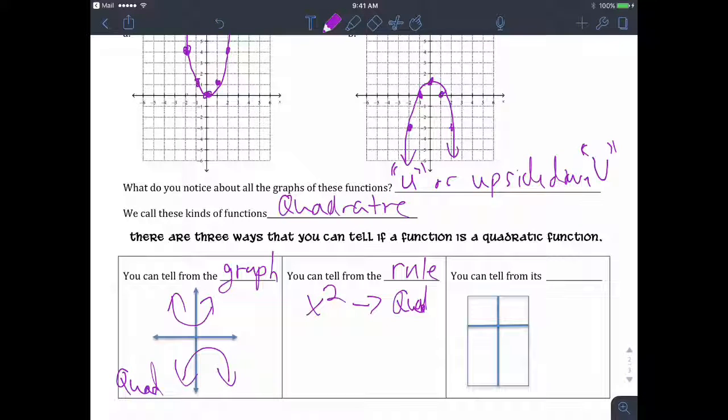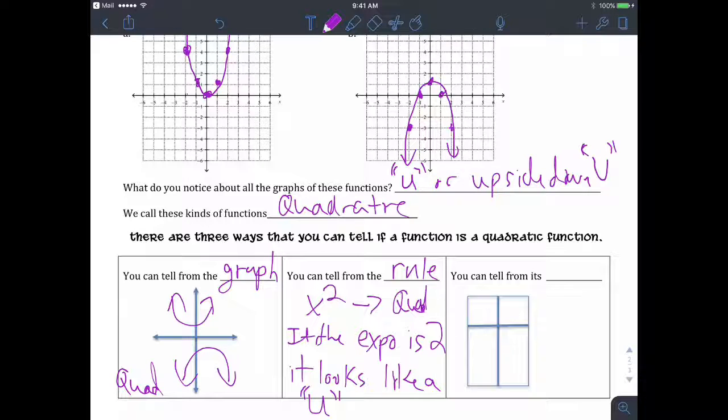About 3 years ago, some of my students came up with this little rhyme, and it helps you guys remember specifically these kinds of problems right here. Let's just write this down for you. If the exponent is 2, it looks like a U. Okay? And we already identified this part right here for the chart.